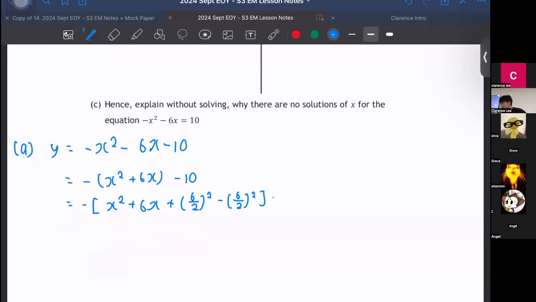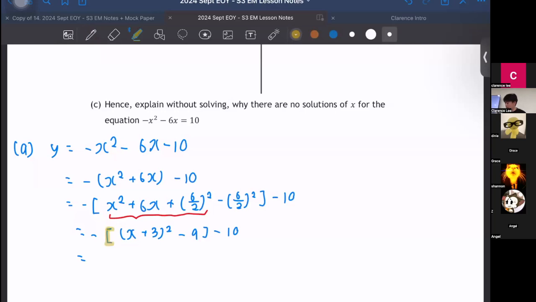Okay, then afterwards there's a minus step. So from here, for this example, I won't skip too many steps. I want to show you how to do your expansion properly. So from here, what you will get is your x plus 3 squared. That's the first thing. Inside your bracket, you can simplify with the calculator. 6 over 2 is 3, 3 squared is 9, so minus 9, minus 10.